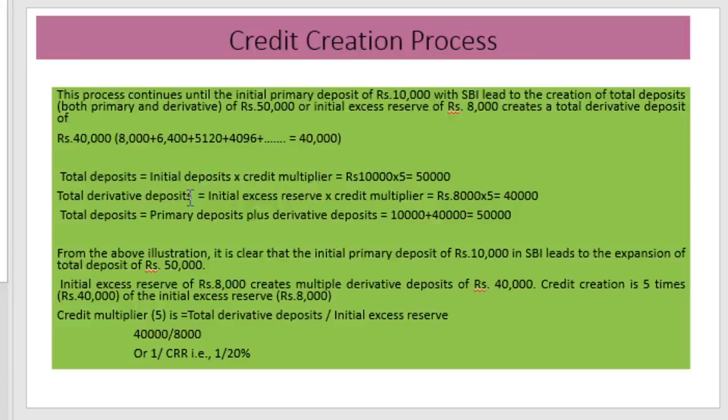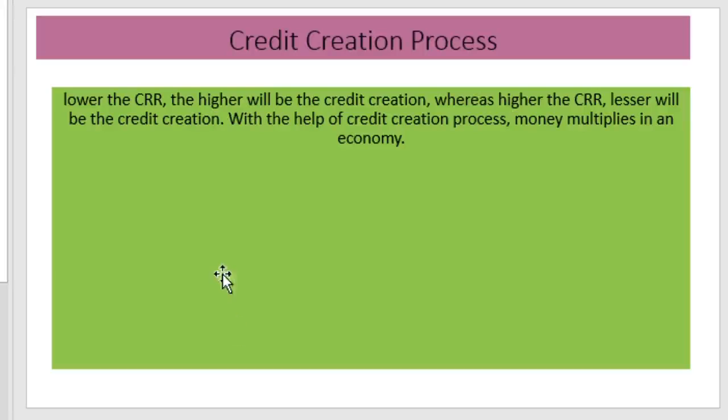And the total derivative deposit a bank can create with this 10,000 rupees and 20% cash reserve is equal to initial excess reserve into credit multiplier, that is 8,000 into 5, that is 40,000. Then total equals 50,000. Lower the CRR, higher will be the credit creation process. Or higher the CRR, the lesser will be the credit creation. That we will explain later.